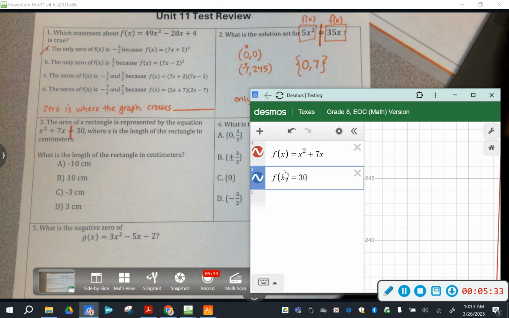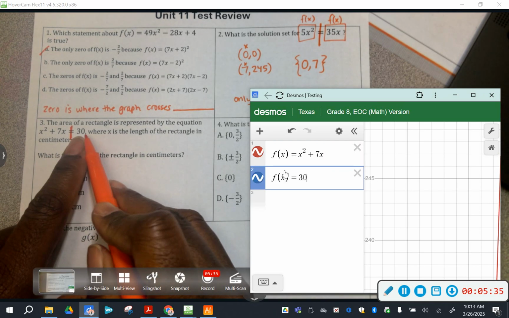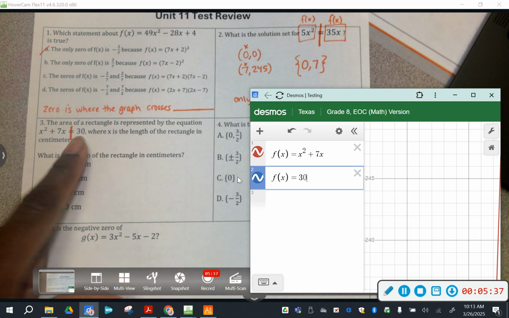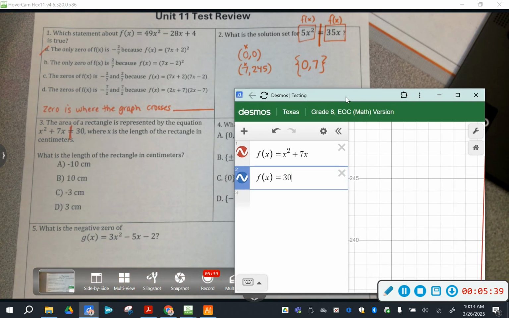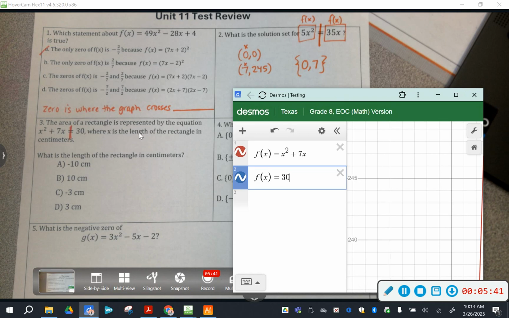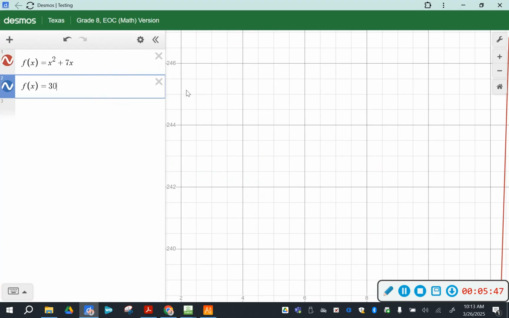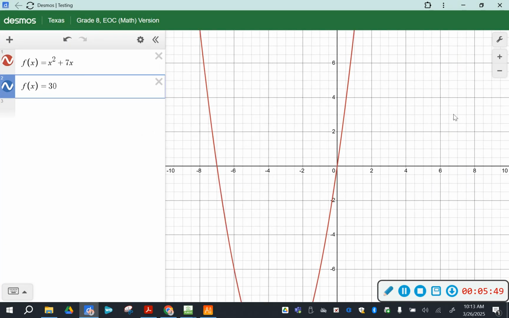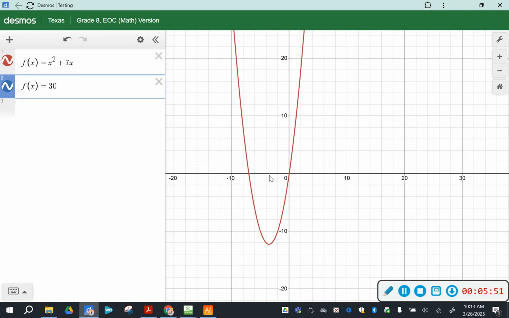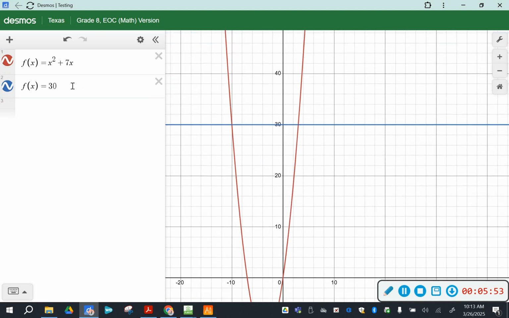And then the other one just says 30. There's nothing extra, so don't add anything extra. It's just a plain old 30. And once again, we're looking for where it says where x is the length of the rectangle. What is the length of the rectangle in centimeters? So, let me go back home so I can see everything. And I'm looking for red and blue. Oh, red and blue, that was easier.